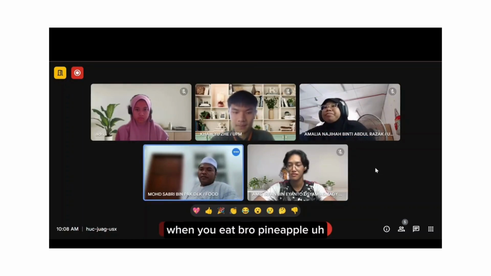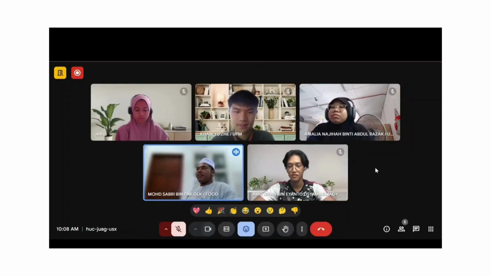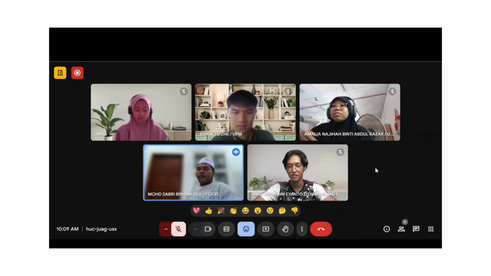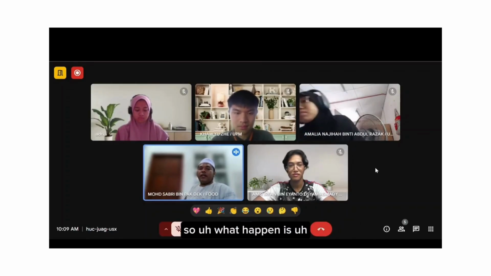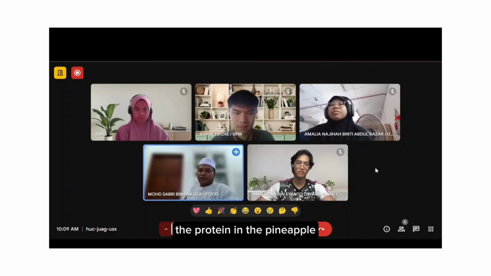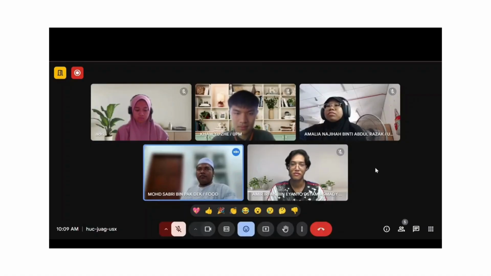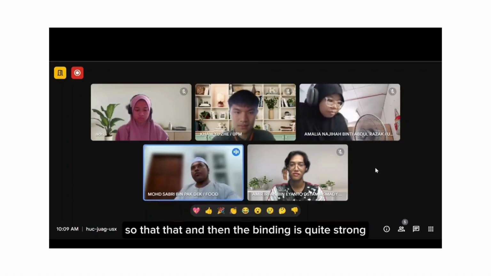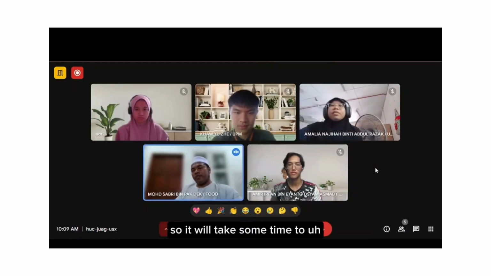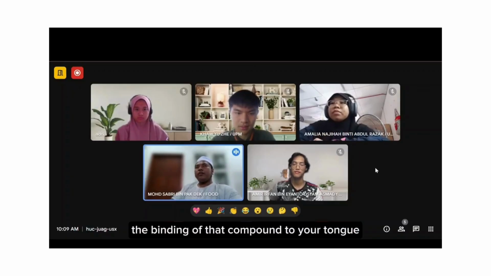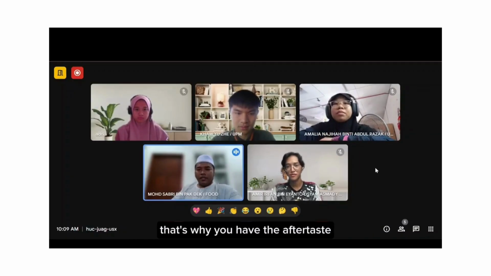Yeah, when you eat pineapple, it will have an aftertaste, right? In Bahasa we call it lidas. So what happens is the protein in the pineapple binds to your tongue receptor. The binding is quite strong, so it will take some time to remove the binding of that compound from your tongue. That's why you have the aftertaste.